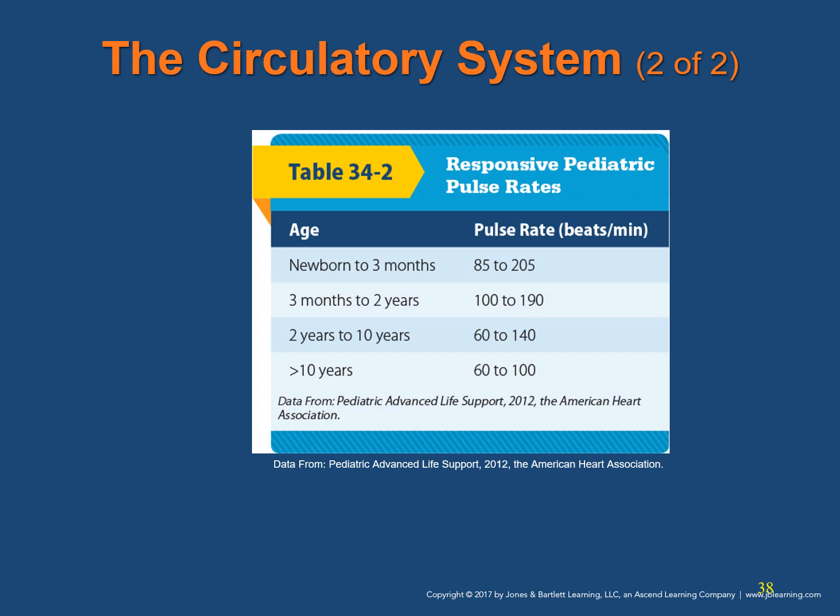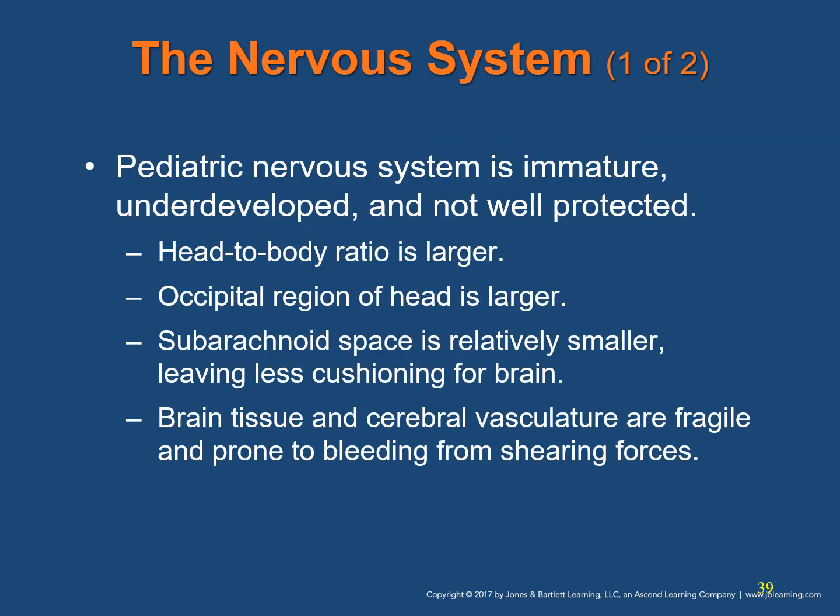The table on this slide lists the responsive pediatric pulse rates. The nervous system. Compared to an adult nervous system, the pediatric nervous system is immature, underdeveloped, and not well protected.